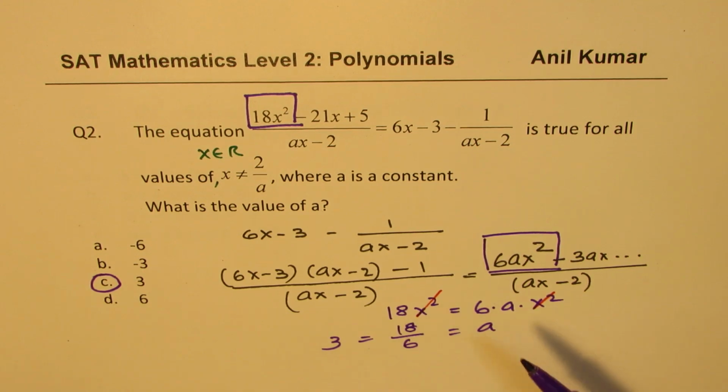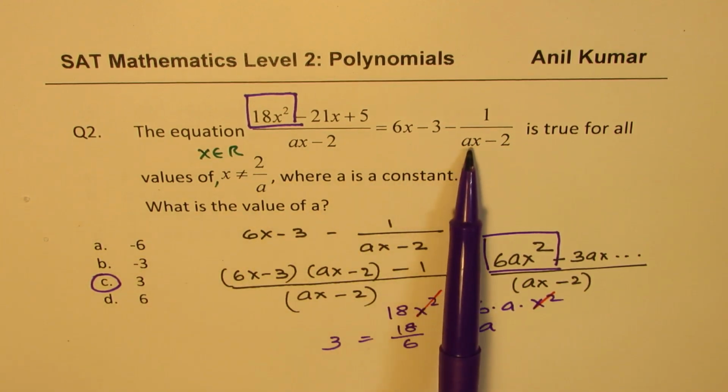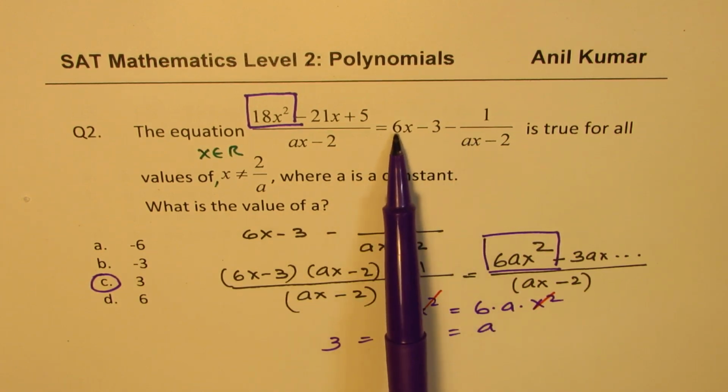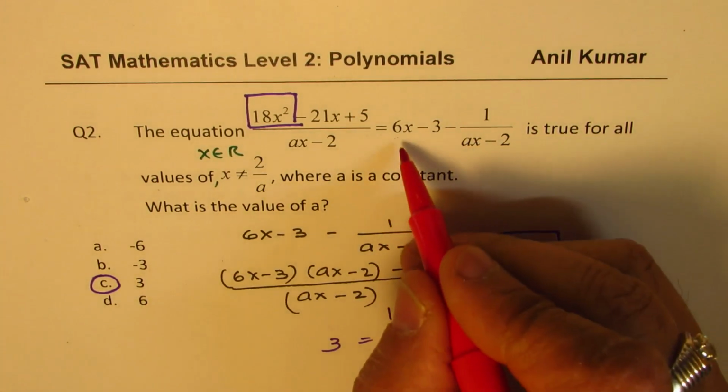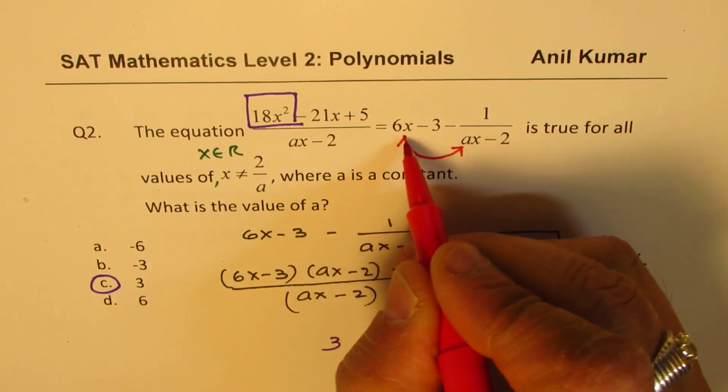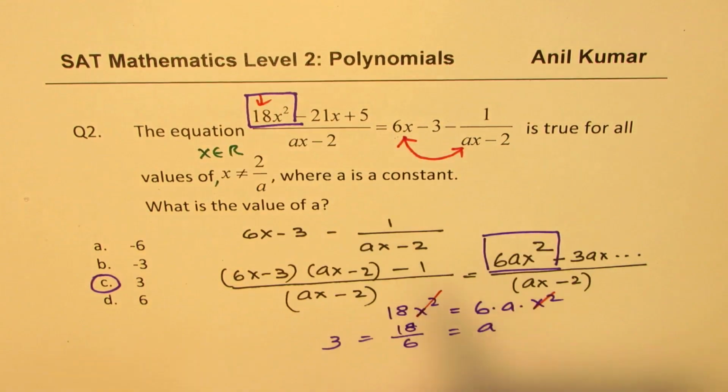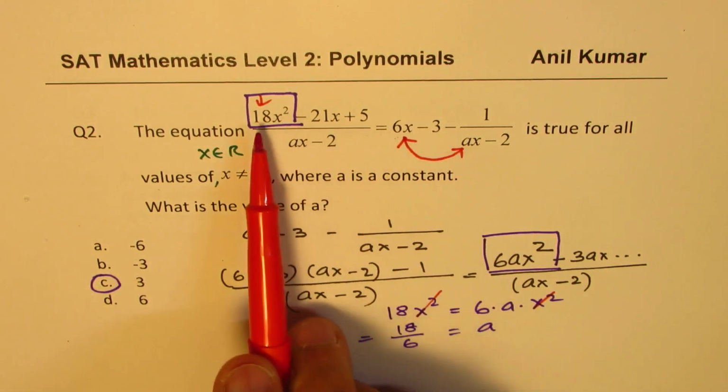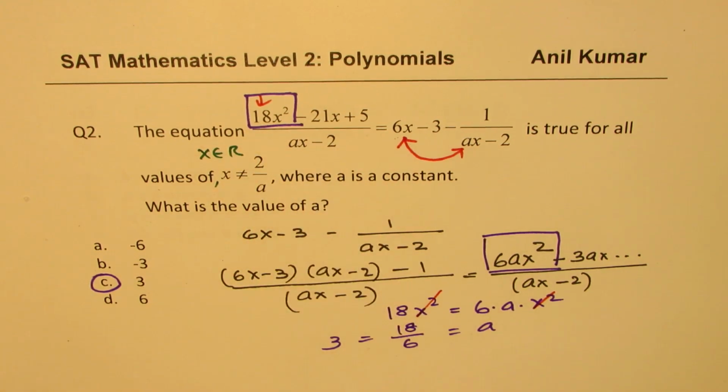So this one is relatively simple if you understand the basic concept. Straight away, just apply common denominator. You are going to multiply these two terms to get x squared, and then you compare the coefficients. So 6a should be 18, so a is 3. Within a second, you can now do this question. So I hope that trick should work for you. Now let's take up the last question.